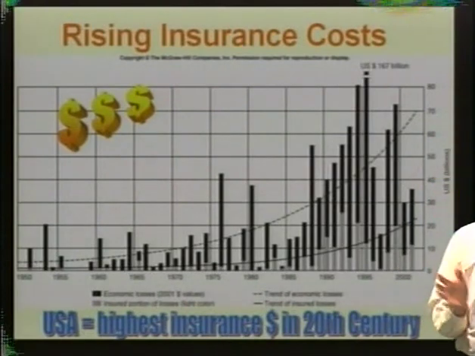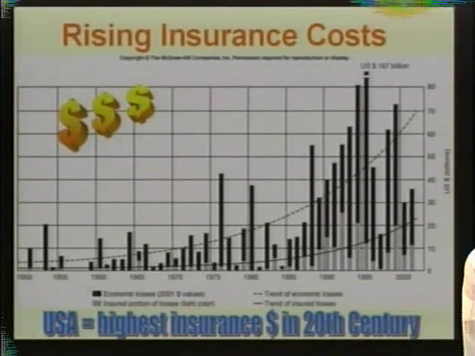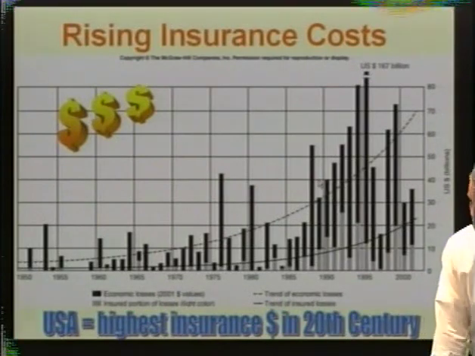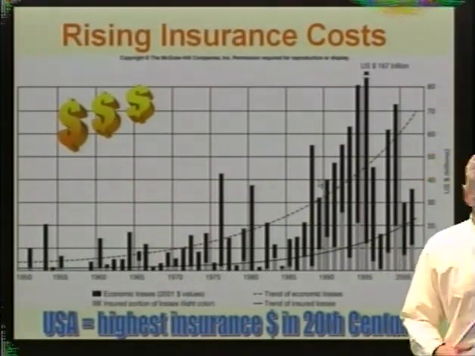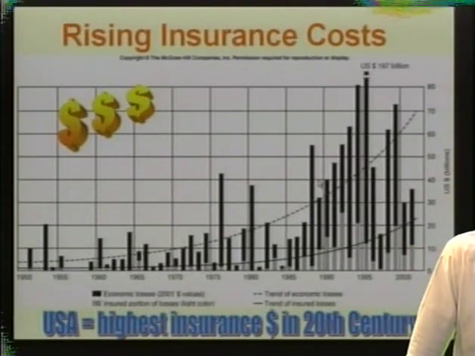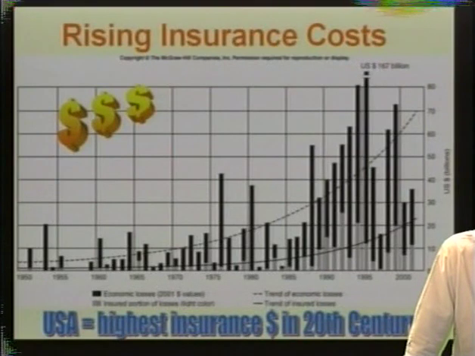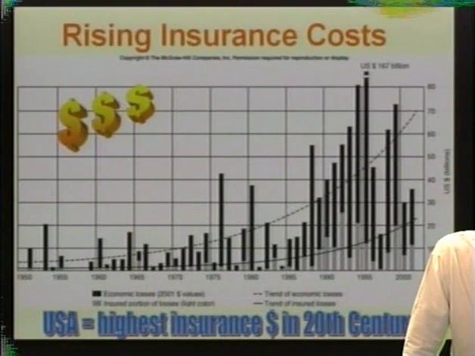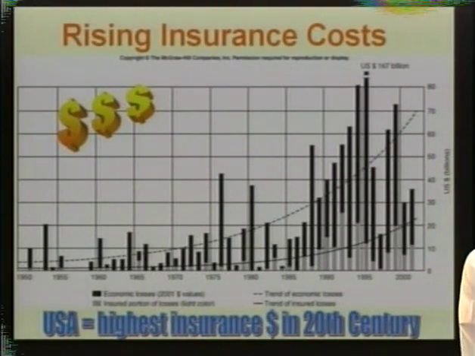It's going to have an effect. It has a ripple effect on our insurance costs. And this is a chart showing changes in costs from the 1950s up to 2000. And just look at that rise. It's beginning to rise rather rapidly in relationship to these disasters. So the United States, having the most money in the world, has the highest insurance rate in the 20th century, and probably will continue to do so into the 21st century as other countries come into this world process.